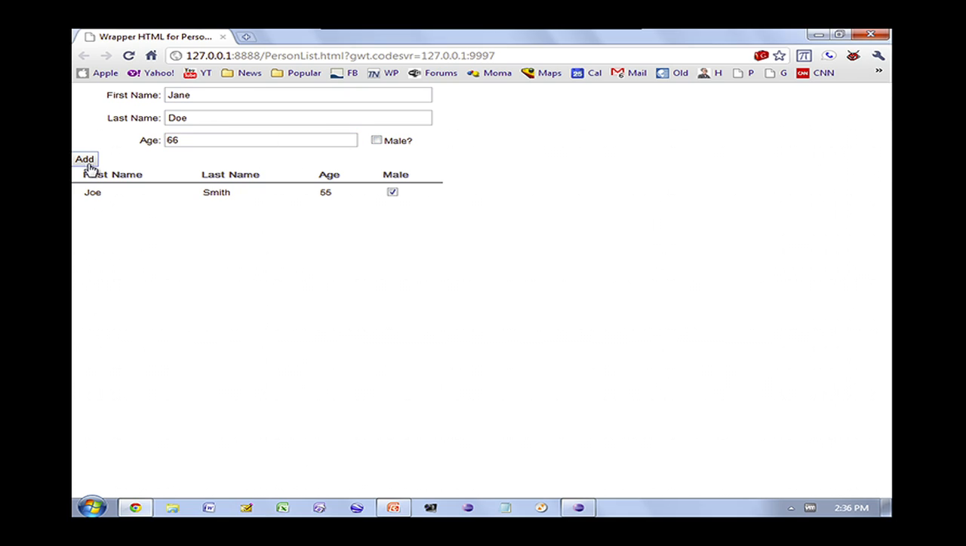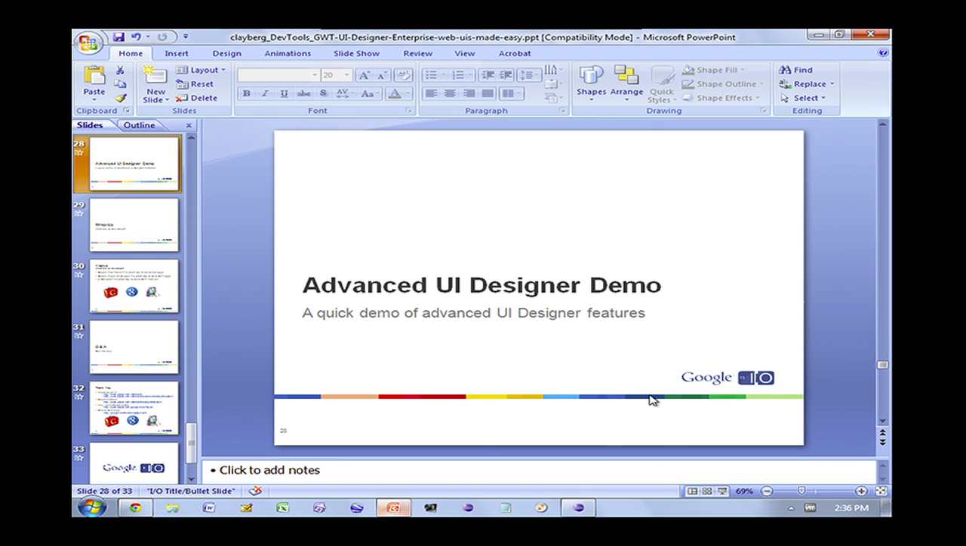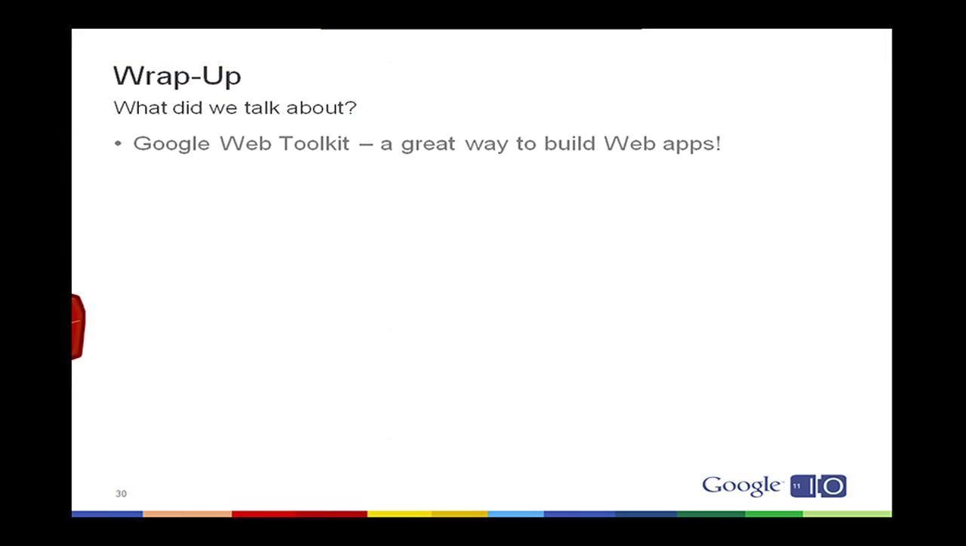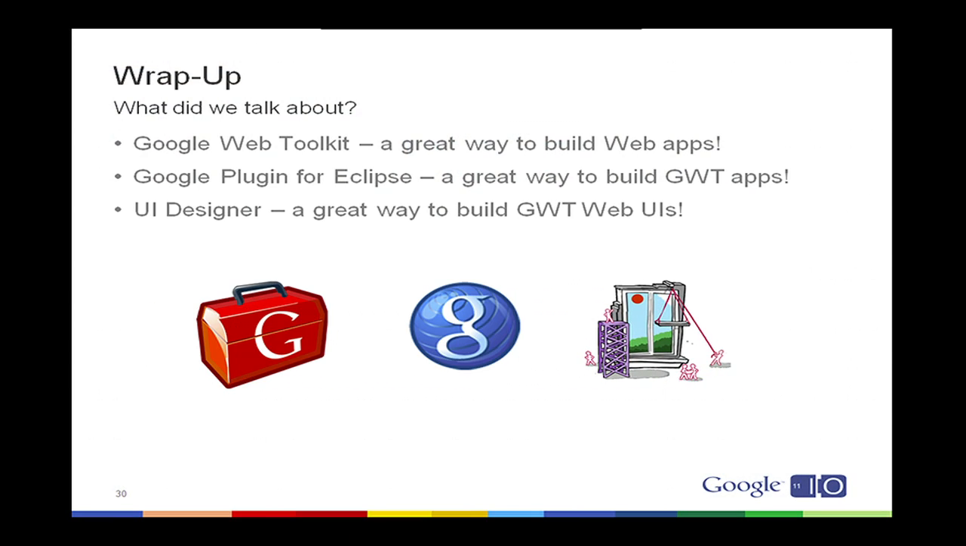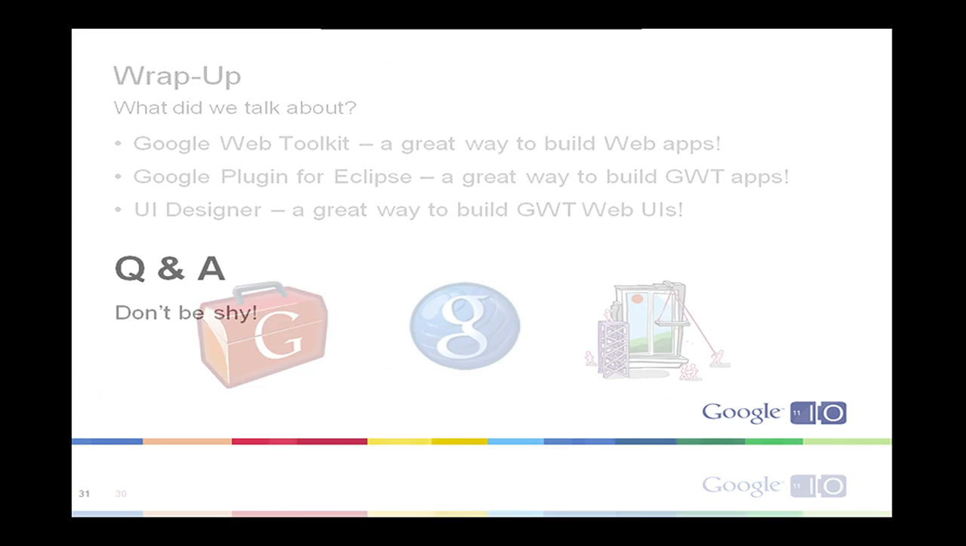So, a real simple example, hooking up a custom composite to a cell table, and that is pretty much the end of the demo that I wanted to show. So let's go back to the slides, and then we can wrap it up. So what did we talk about? First of all, Google Web Toolkit, a great way to build web apps, as hopefully many of you know. Google Plugin for Eclipse, a great way to build GWT apps. And the UI Designer, a great way to build GWT web UIs.